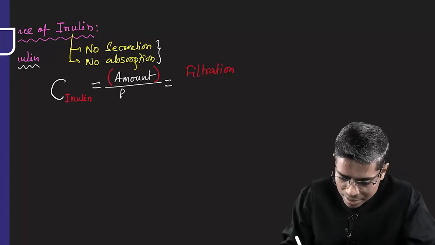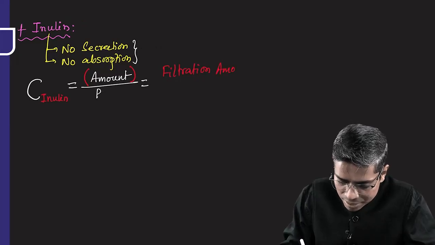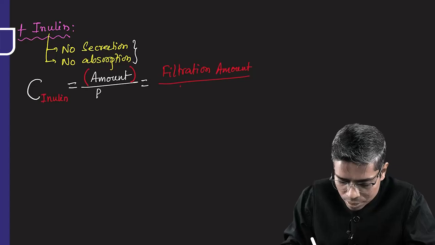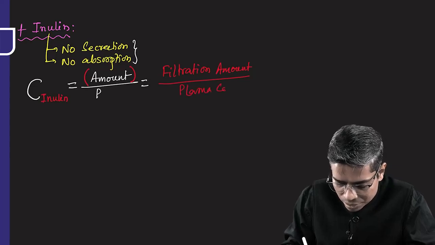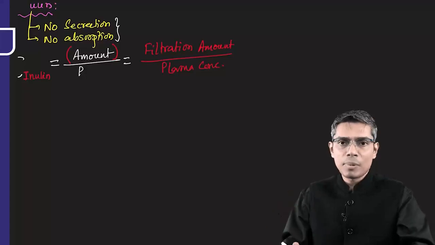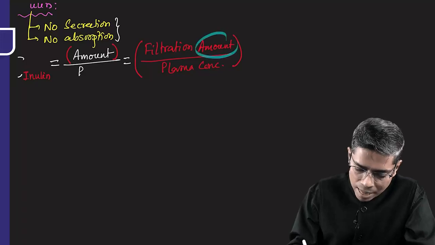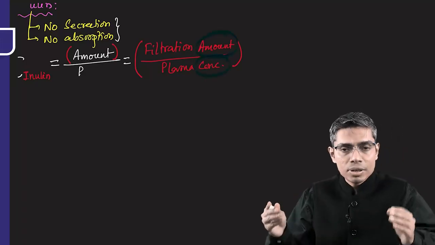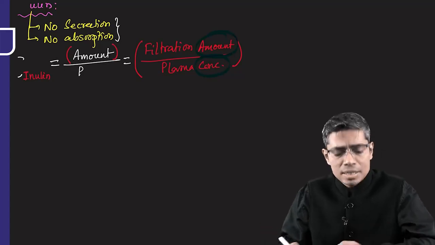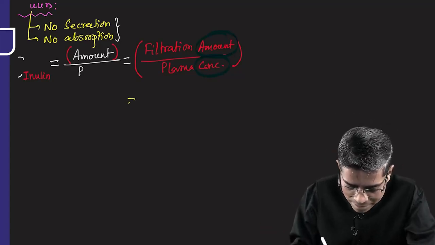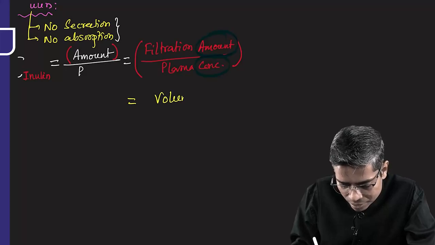Okay, so filtration amount upon your plasma concentration. Now, I already told you, if you divide the amount upon concentration, what are you going to get? You are going to get a volume per unit time. So now I'm getting a volume. Which volume? The volume from where the inulin is reaching in your urine. Getting my point? I told you that this is the clearance volume.